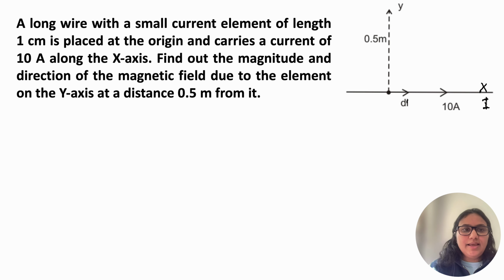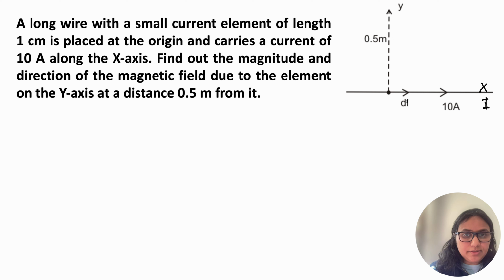The question is: a long wire with a small current element of length 1 centimeter is placed at the origin and carries a current of 10 ampere along the x-axis. Find out the magnitude and direction of the magnetic field due to the element on the y-axis at a distance 0.5 meter from it.